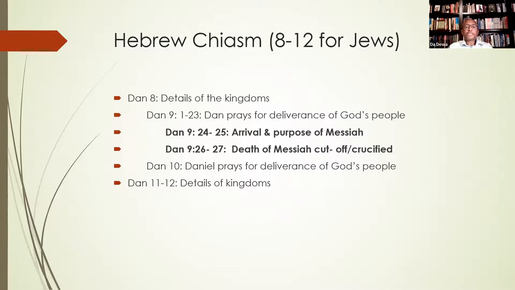And then Daniel chapter 9, verses 24 to 25 is the center of this particular chiasm, and it's a double apex here. Chapter 9, 24 to 25 talks about the arrival and the purpose of the Messiah. Then chapter 9, verses 26 and 27 talks about not the arrival, but this time the death of the Messiah and how he will be cut off or crucified.